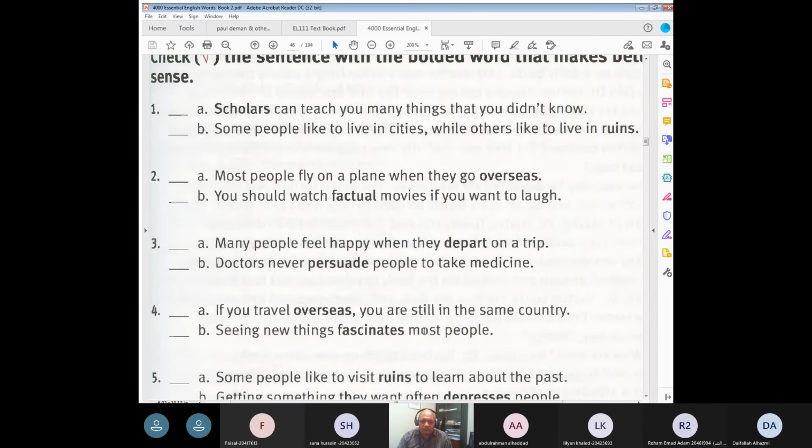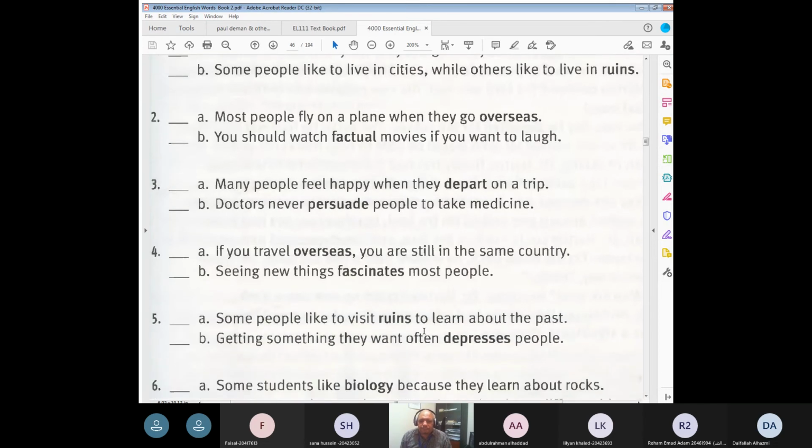Okay, let's move to the second one. I think it's A. Most people fly on a plane when they go overseas. Yes. The second one is funny and it doesn't make much sense. Yes. Right?